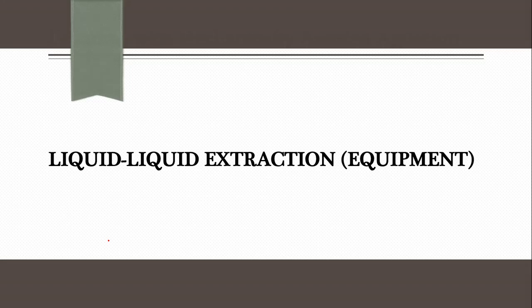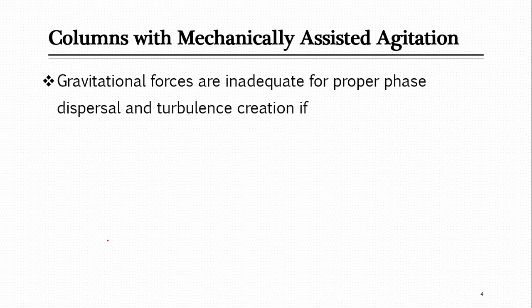So let's look at them before I proceed with their further details. Let's see when we need this mechanical assistance, or why we go for such kind of agitation. As we discussed, there are spray tower, packed or sieve tray tower. They were quite good in their performance, but still there are a few problems which you have to overcome when you are working in industry. So what are those problems actually?